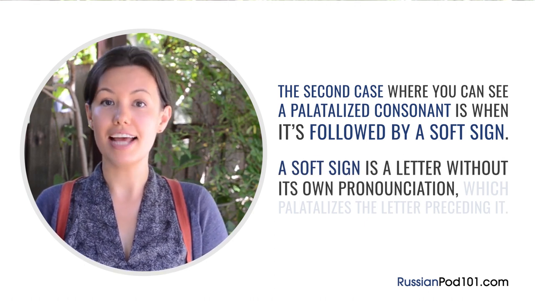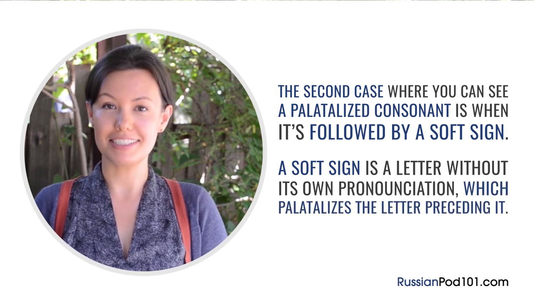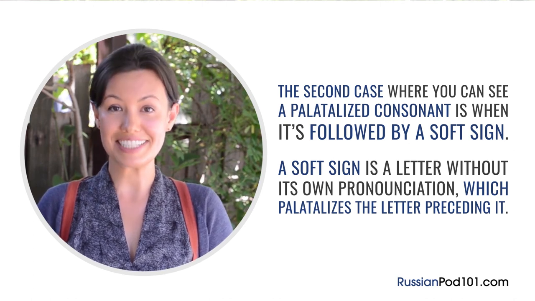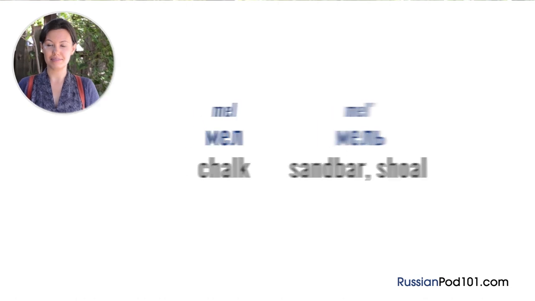A soft sign is a letter without its own pronunciation. What this letter does is it softens or palatalizes the sound preceding it. Let's compare two words, мел, chalk, and мель, sandbar or shoal. Can you hear the softened L at the end of мель? That's what the soft sign does.